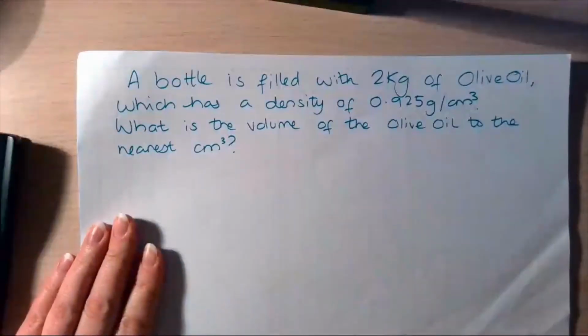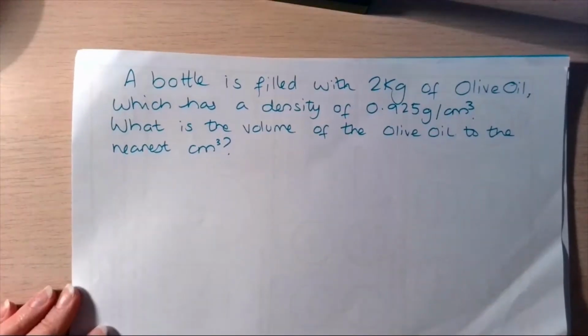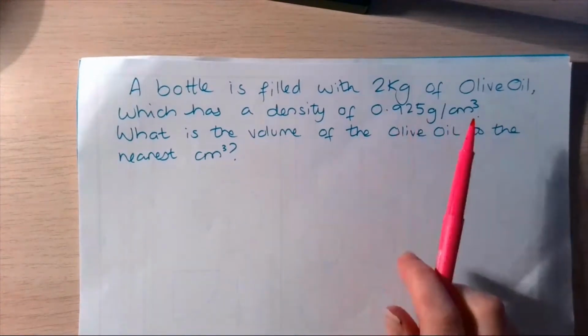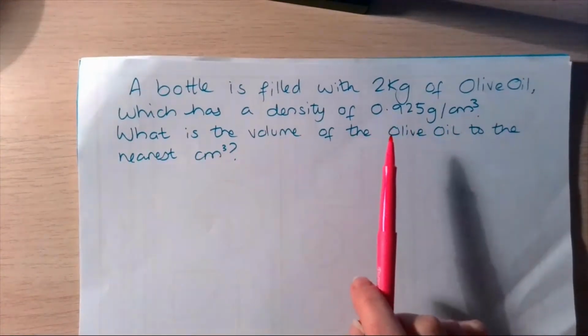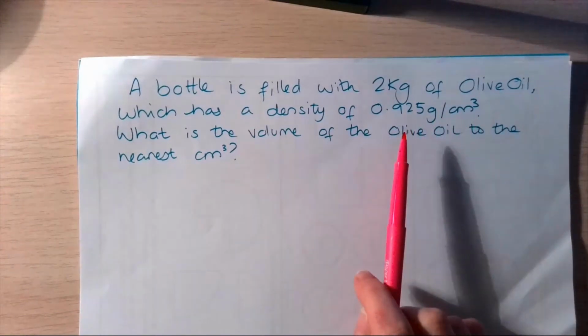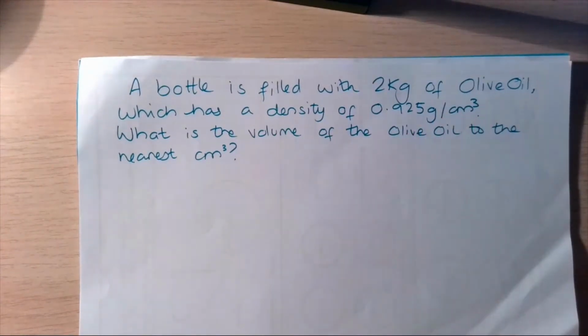Now, this one's upside down for some reason. There we go. A couple more slightly different ones, just so you can get a bit of a feel for them. A bottle is filled with 2 kilograms of olive oil, which has a density of 0.925 grams per centimetre cubed. What is the volume of the olive oil to the nearest centimetre cubed?